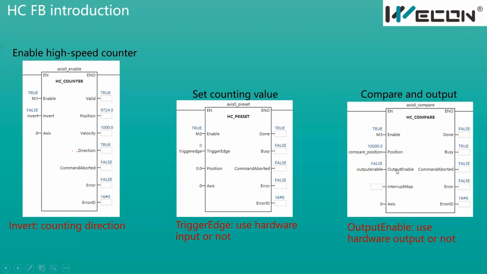So for this output enable, if we set it as true, then our setting output terminal, for example Y0, will be set on. And for this interloop map, we could add an interloop program name here directly. If we didn't add anything here, it's also okay.